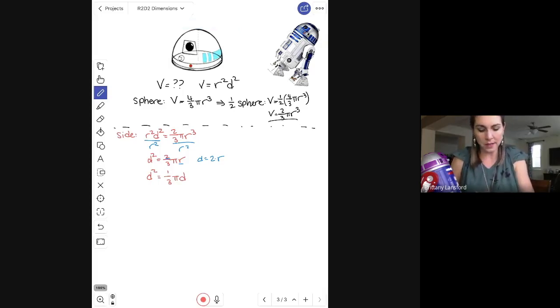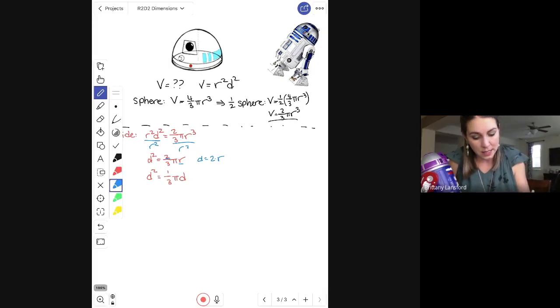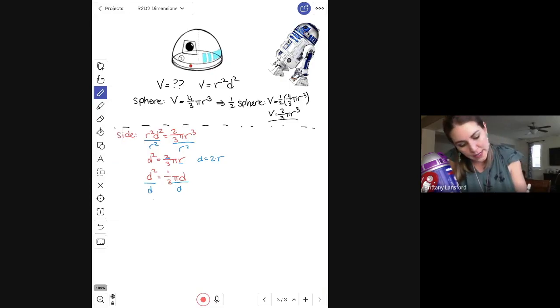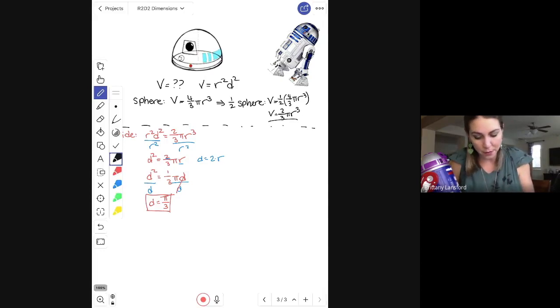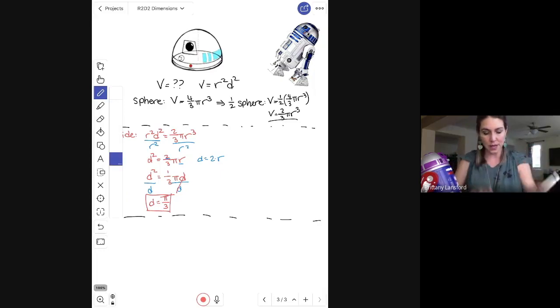All right, getting somewhere. Now I notice there's d's on both sides, so I'm going to go ahead and divide both sides by d. Again, assuming that the diameter is not equal to 0, which I think is safe to assume in this case. So then I get d is equal to 1/3 pi, which I'm going to write as pi over 3. Interesting. That means that if d is equal to pi over 3, then this equation should work. So let's go ahead and see if we can get it.